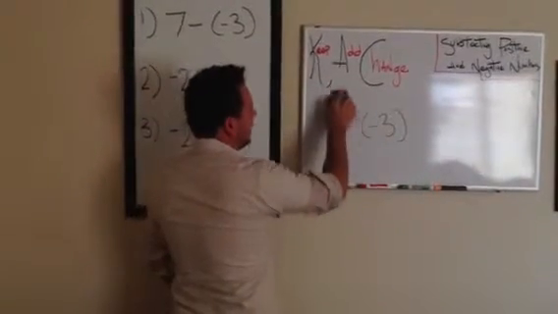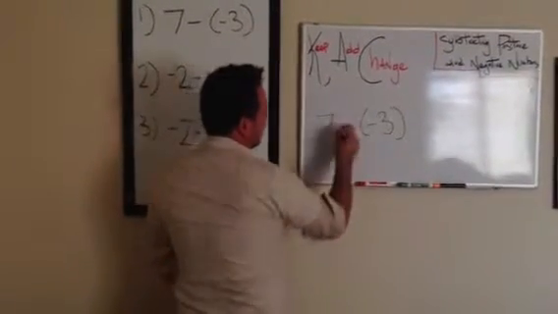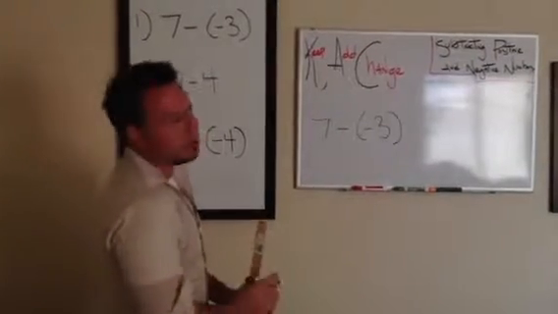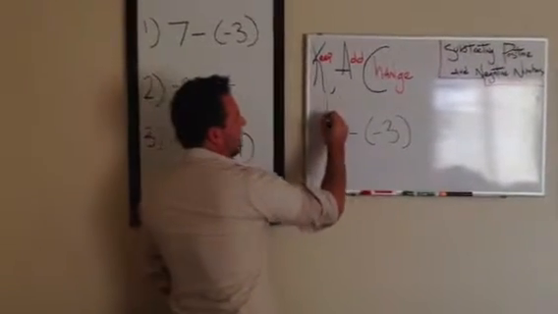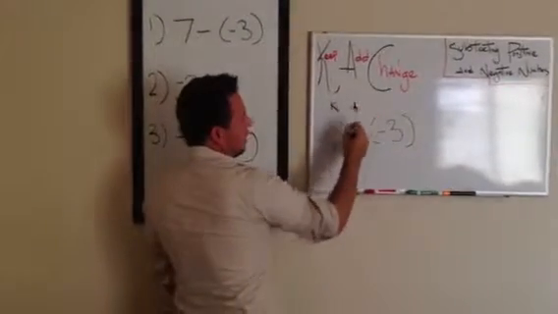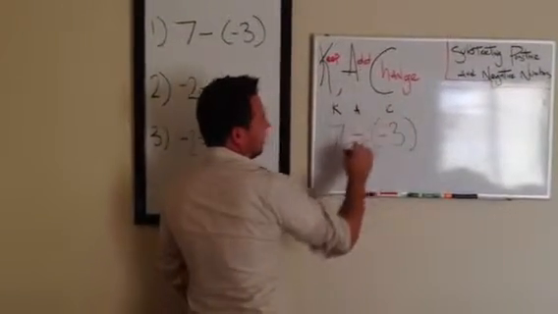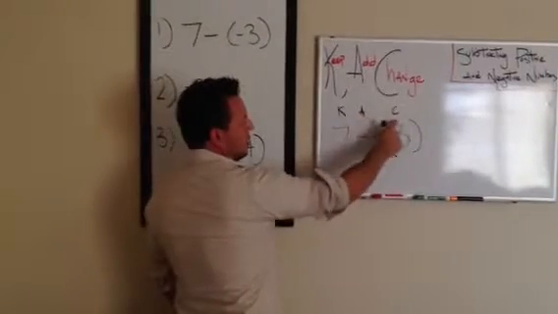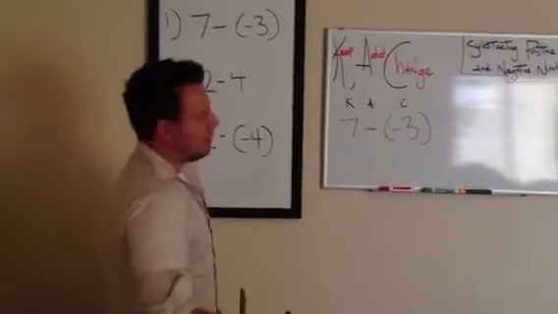Alright, so here's what I want you to do. While you're learning this, I want you to write keep, or just a K, above the 7, of subtraction write an A, the negative 3, write a C. Keep, add, change. Now this is what that means.